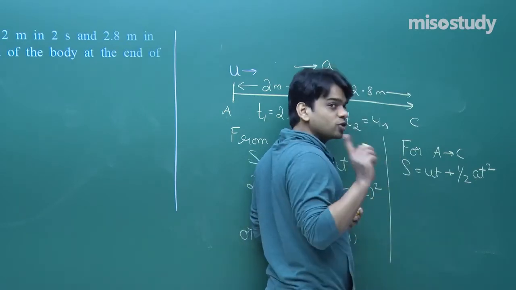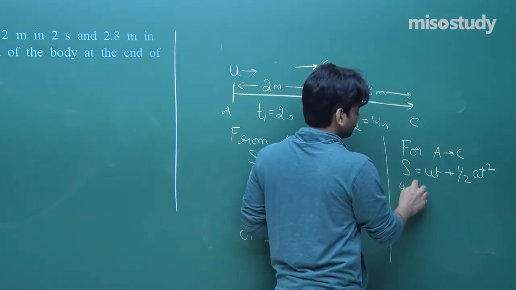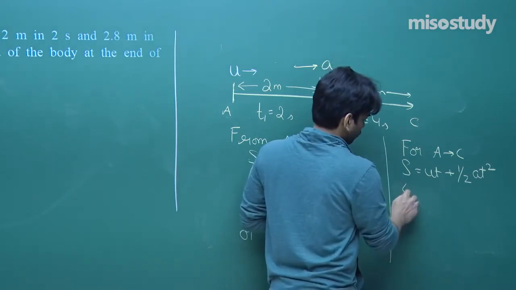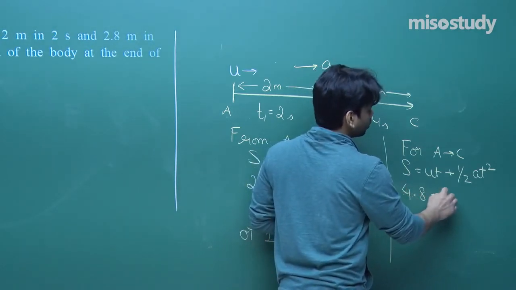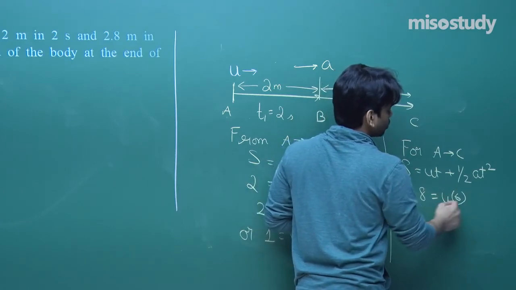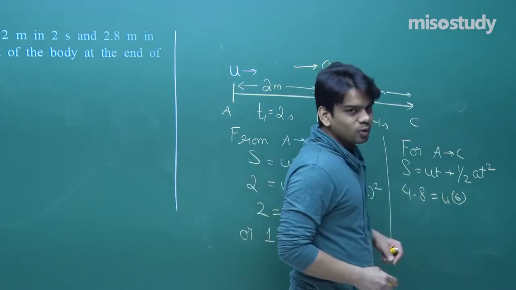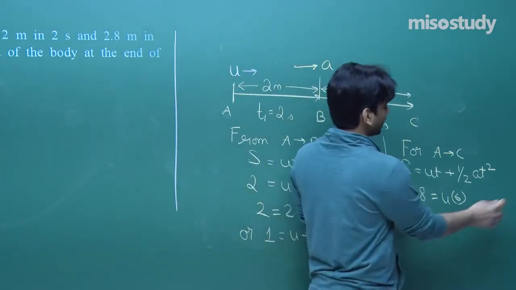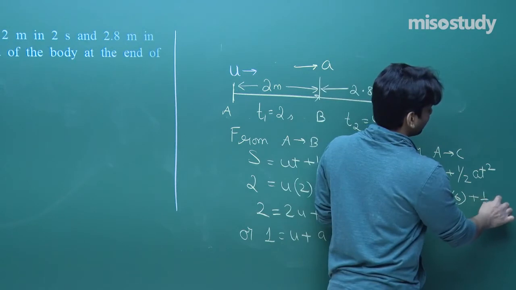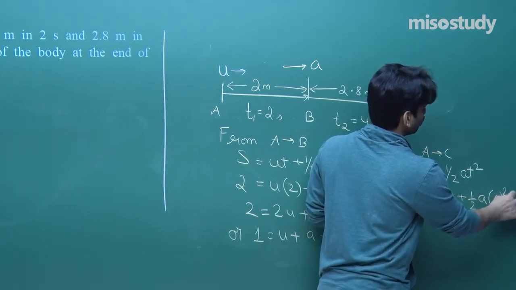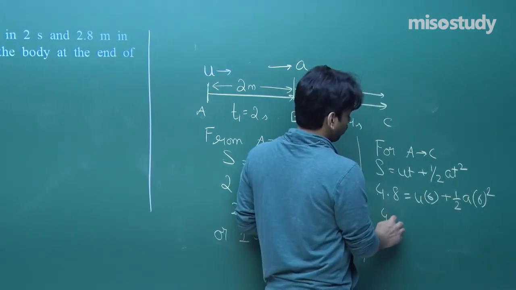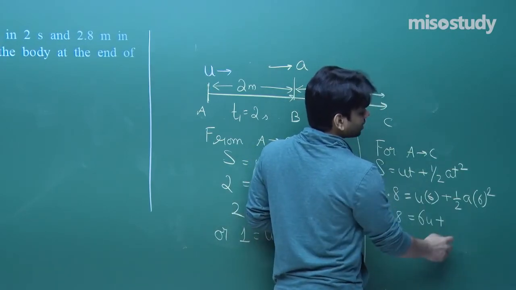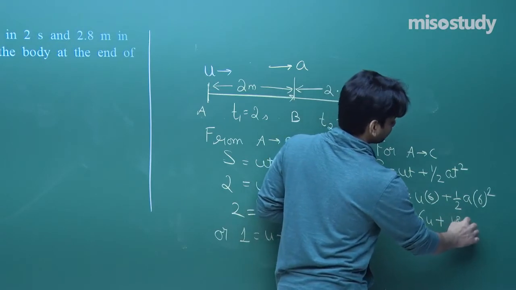S is 2 plus 2.8, that will be 4.8, is equal to ut. U this time it will be u into 6, t will be 6 because 2 seconds here and 4 seconds for this. So it will be 6 seconds plus half a t square, 6 whole square. So you will be obtaining 4.8 is equal to 6u plus this will give you 18a.